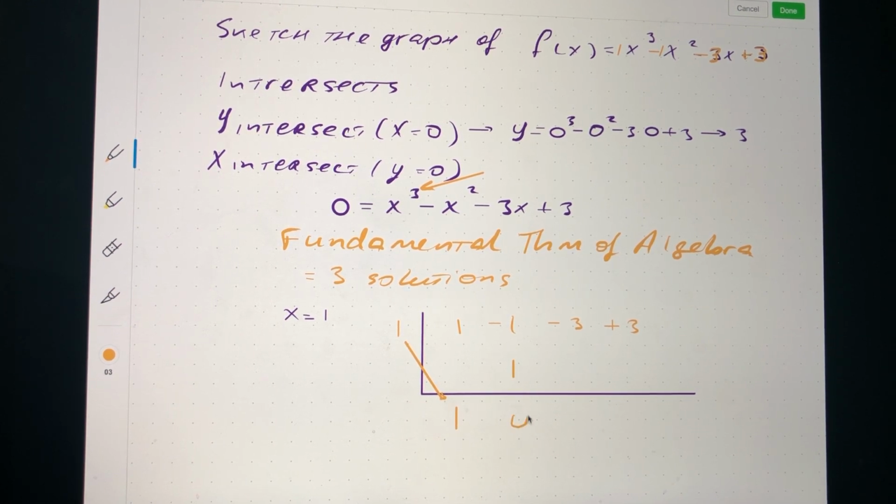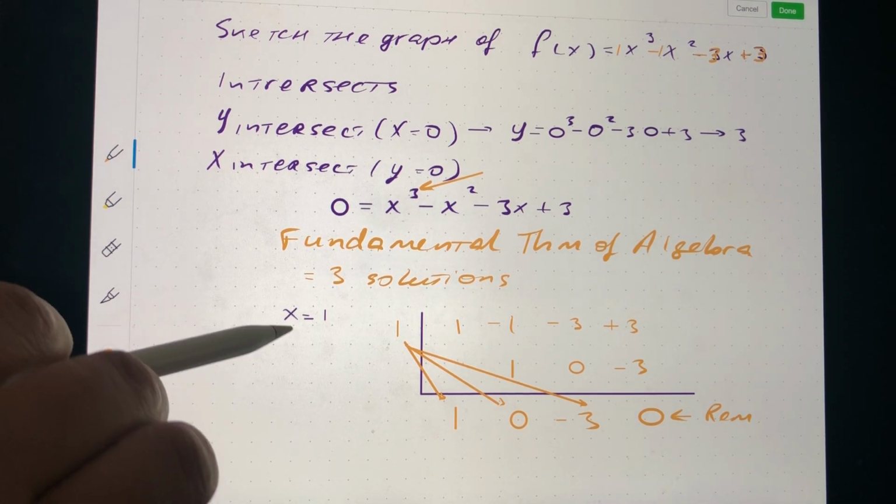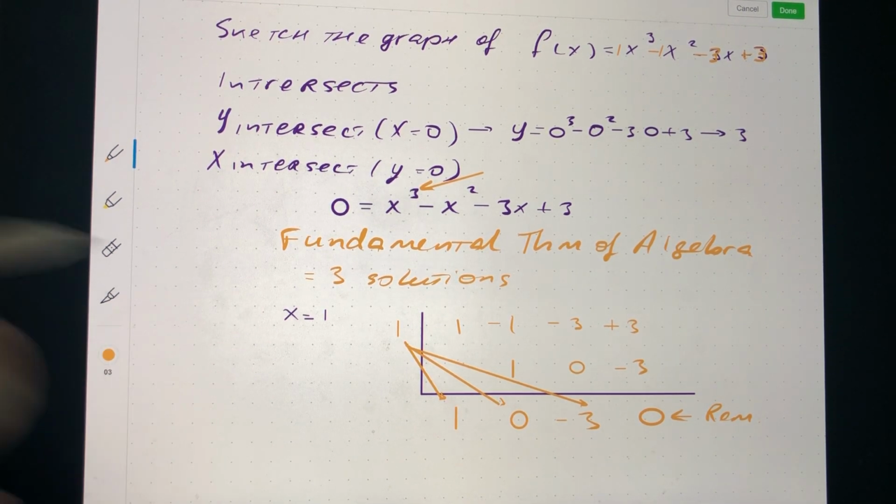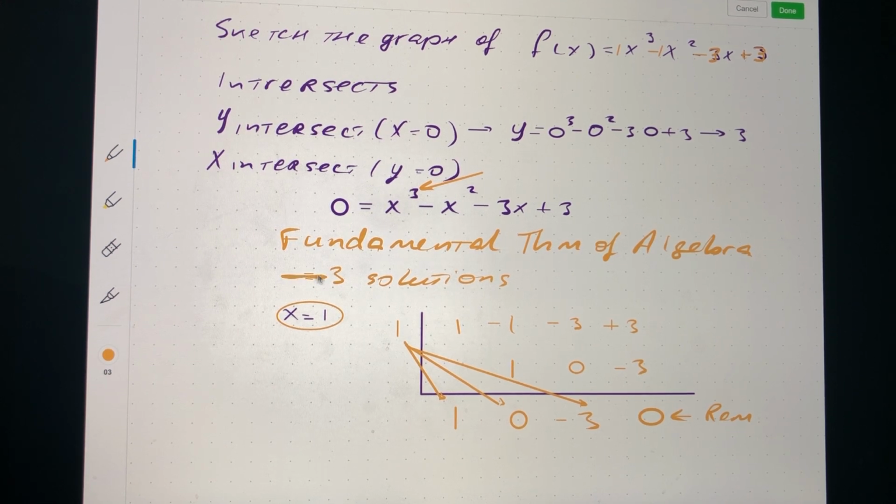-1 plus 1 is 0. 1 times 0 makes 0. -3 plus 0 is -3. -3 times 1 is -3, so we get 0. And that last number is the remainder. Since the remainder is 0, that proves that x equals 1 is actually one of the 3 intersects, 3 solutions that we were promised by the fundamental theorem of algebra.